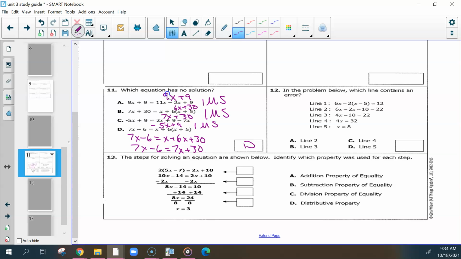But if you got a question like this, I would say don't solve it completely. Remember those things that make it a special case. If it looks identical on both sides, it's infinitely many. If they have the same coefficient but different constants, it's no solution.